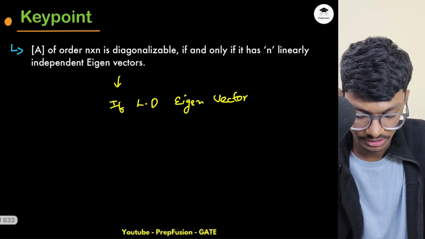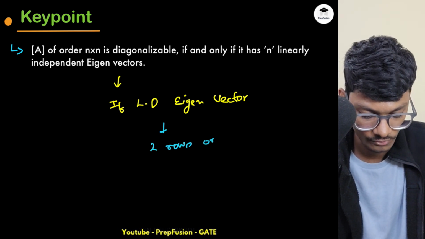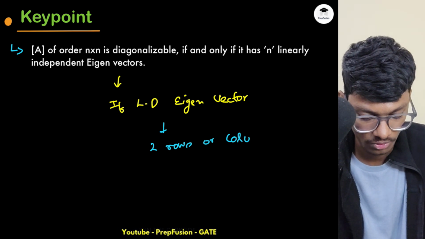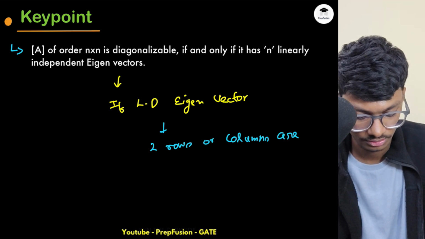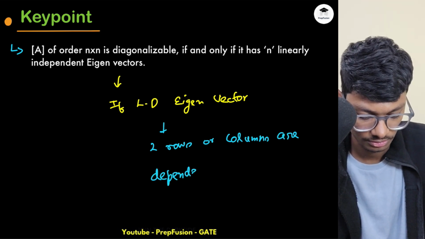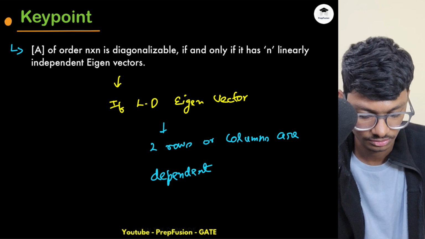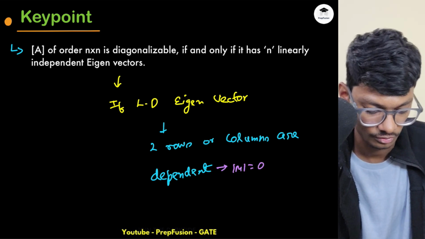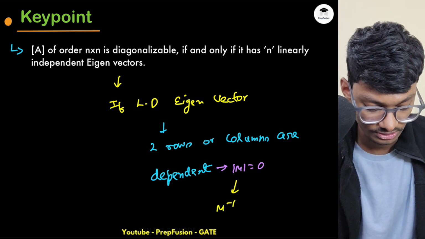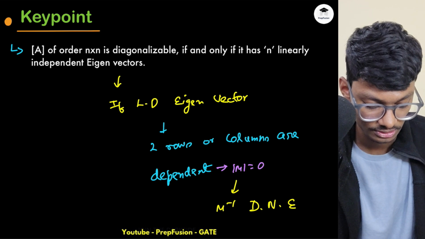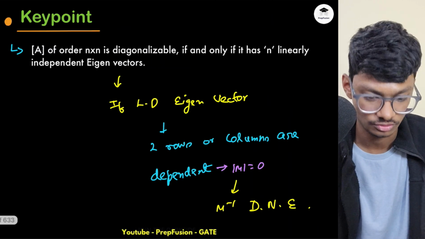That means basically 2 rows or columns are dependent. That means the determinant of M will go to 0. Now if the determinant of M is 0, I don't have any inverse. The inverse does not exist. So obviously I won't be able to do this transformation. That's why it won't be diagonalizable. So I hope you got the reason.